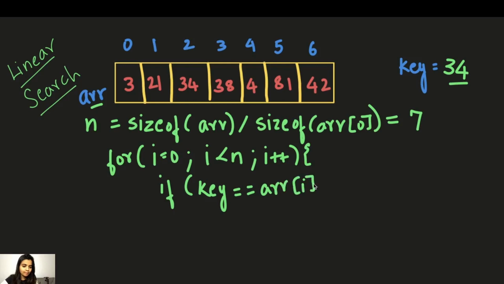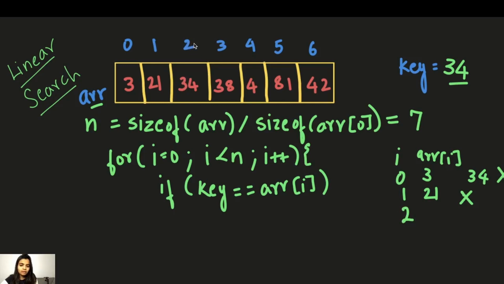So ARR[i]. First i will be 0. I'll write i here. i is 0. And the element is 3 from ARR[i], and our key is 34. So is 34 and 3 equal? No. So we just increment our i by 1. So now we have 21. Now key is still 34 and ARR[i] is 21. Is 34 equal to 21? No. So we increment our i again.